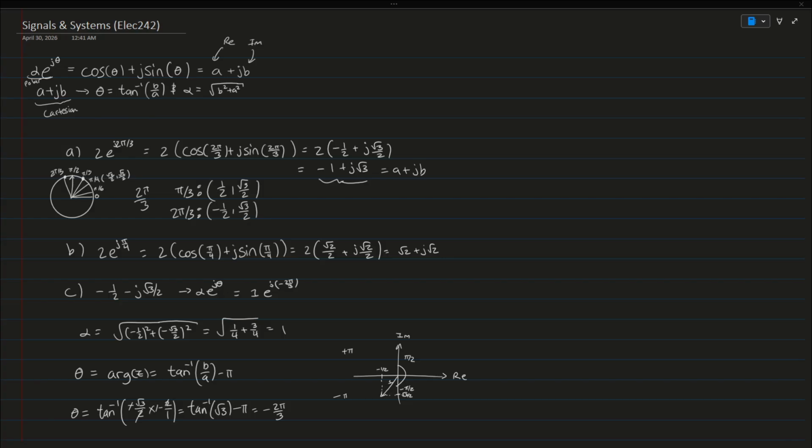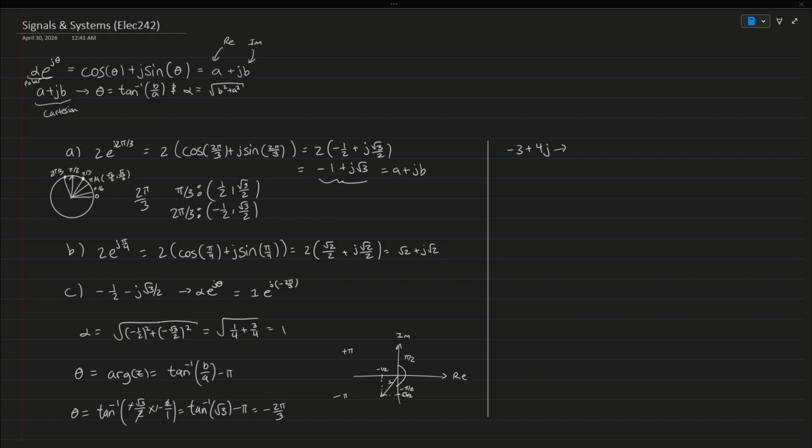And I'm going to do one more example for those that want to stay till the end. But this is pretty much it. That's the whole review of imaginary numbers that you need for this course. Let's do one more. Let's say negative 3 plus 4j, and we want it in polar coordinates. So alpha e to the j theta.